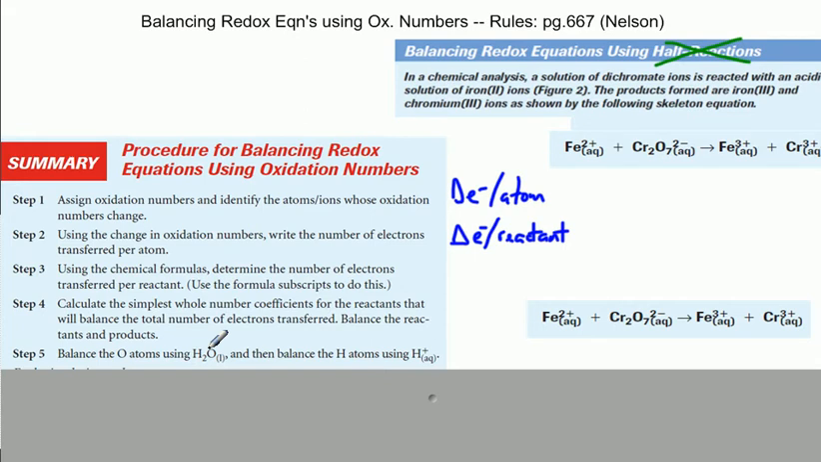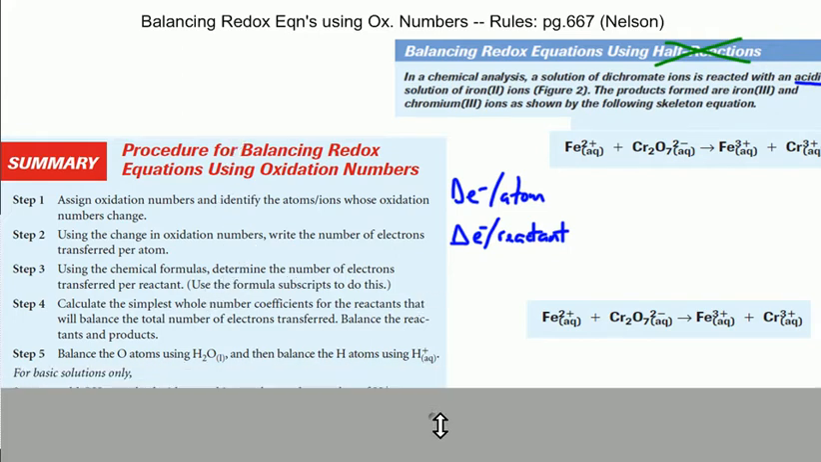So let's begin some balancing redox. Here's a question, and I copied the question because the most important thing we need to get out of it is that it is acidic. These are the rules that we're using. They're on page 667 of the Nelson book, and you can see later on we're going to uncover some other rules for basic solutions, but this one here is acidic.